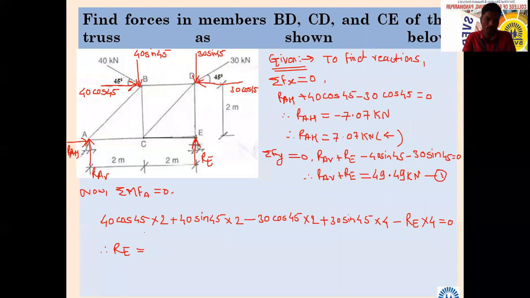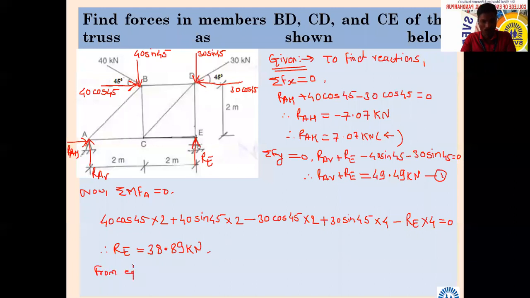Sir, I said it. What happened? Who is it? Where have you committed a mistake? Dalvi. 38 point how much? I got 91.92, sir. Okay, just check. I think you have committed some other mistake. Others got 38.89. 89 kilonewton.